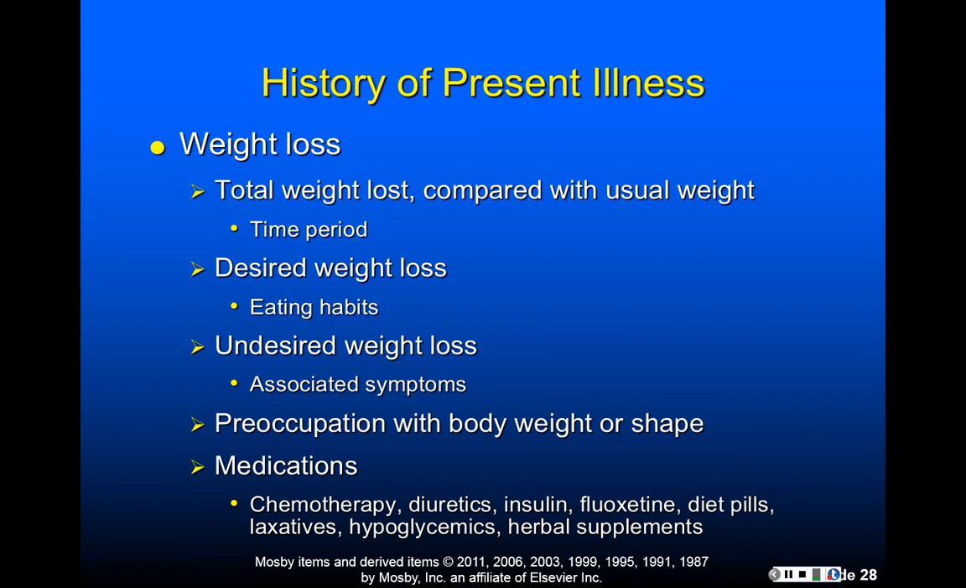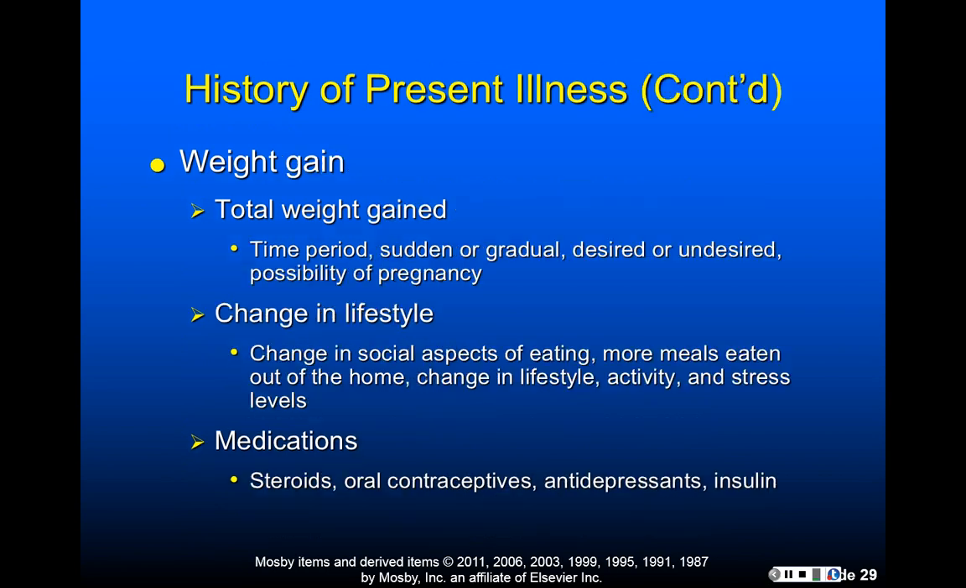If there was weight loss and it was unintentional, are there any associated symptoms? Does the patient seem to have a preoccupation with body weight or shape? What kinds of medications is the patient taking, and how might they influence the weight change? Has there been a change in lifestyle that might have influenced the social aspects of eating? For example, eating more meals at restaurants, more fast food, or between meal snacking. Any changes in the activity level or stresses. And again, consider medications such as steroids, oral contraceptives, antidepressants, and insulin if there has been weight gain.